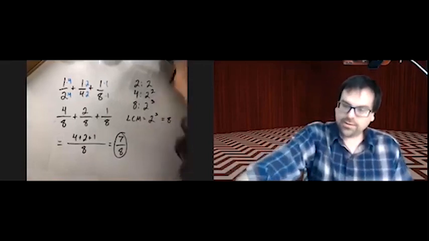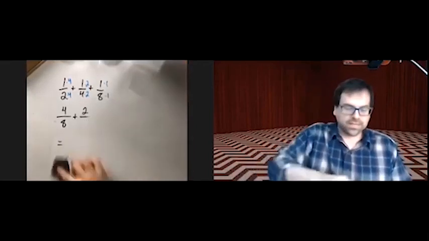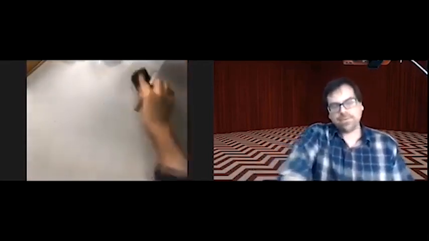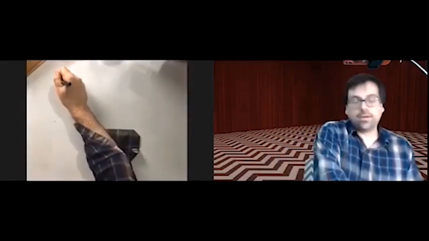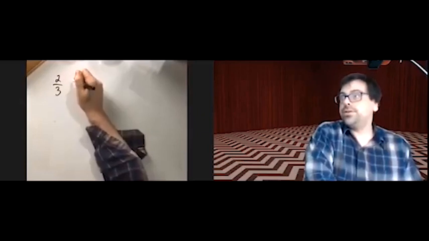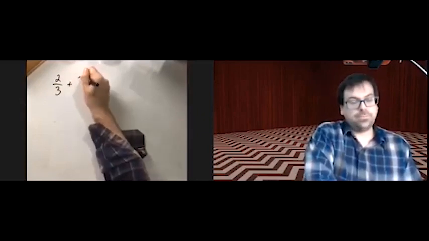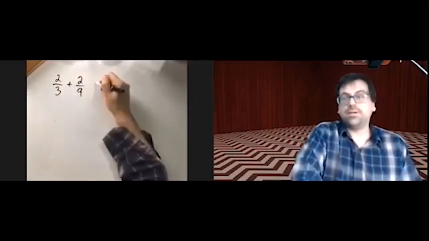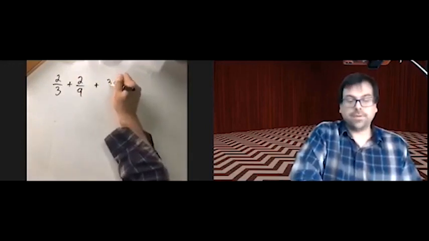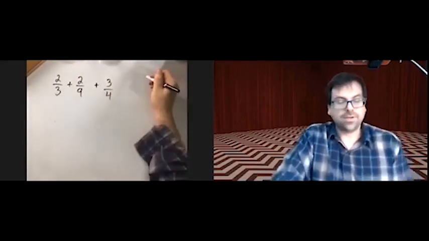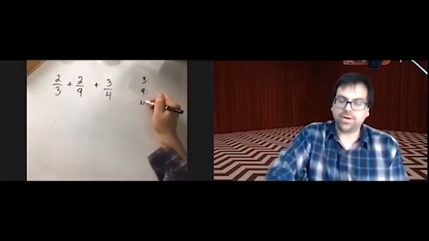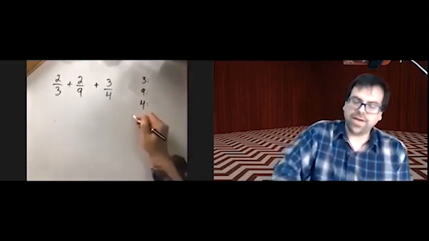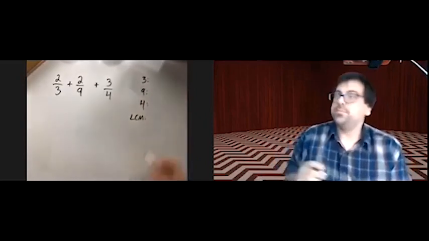Let's do another, which of course will be a little more complicated. We're not going to get to keep one of our fractions this time. 2/3 plus 2/9 plus 3/4. So we need prime factorizations for 3, 4, and 9, and that'll help us find the least common multiple.